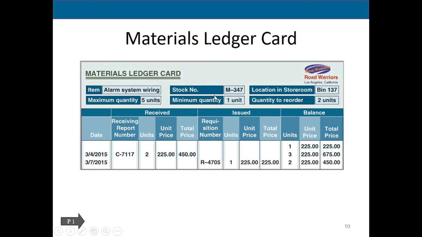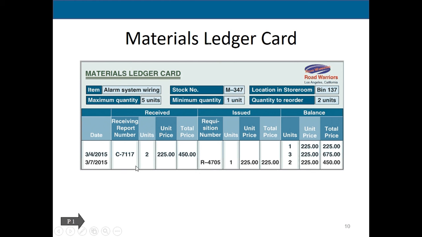So this is bin number 137 for stock M-347. It's the alarm system wiring. It looks like they like to have no more than 5 units on hand, no less than 1 unit on hand, and when they get down to 2 units, it's time to reorder. It started out with 1 unit on hand. It looks like they bought another 2 units for $225. So after they did this, they now have 3 units on hand that cost $225 a piece for a total inventory value of $675 in this bin.